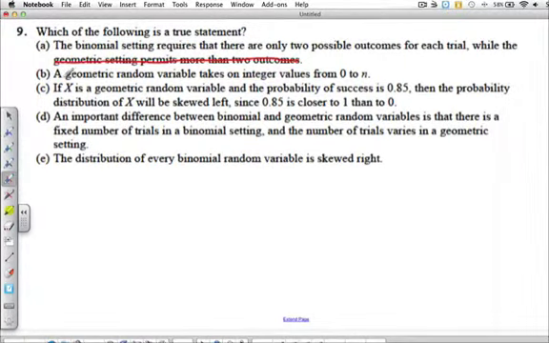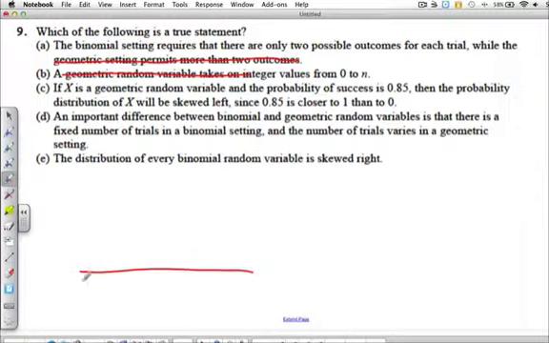B. A geometric random variable takes on integer values from 0 to n. Again, that's not true because it's the probability that the first success is the first, second, third, or fourth trial. C. If x is a geometric random variable and the probability of success is 0.85, then the probability distribution of x will be skewed left since 0.85 is closer to 1 than 0. Actually, that would be skewed right.